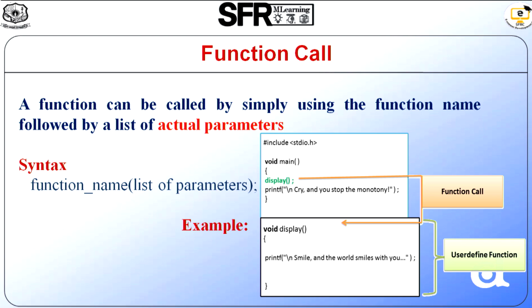In the example we have declared a display function. Inside the main function we call display just by its name, then the program control is transferred to the display function. Finally, the display function executes its task and then returns to the main function.